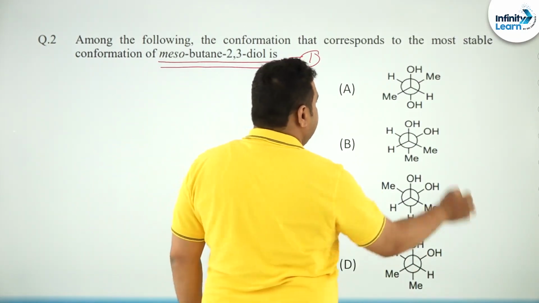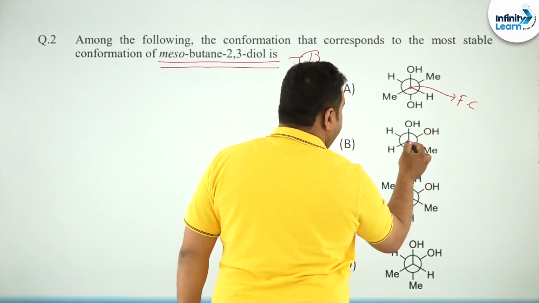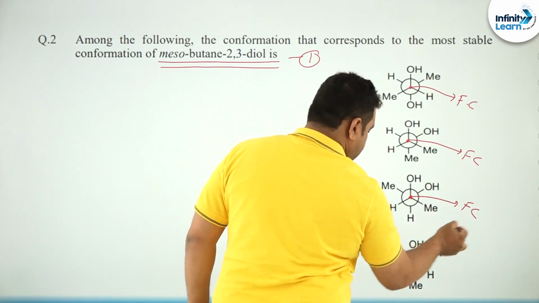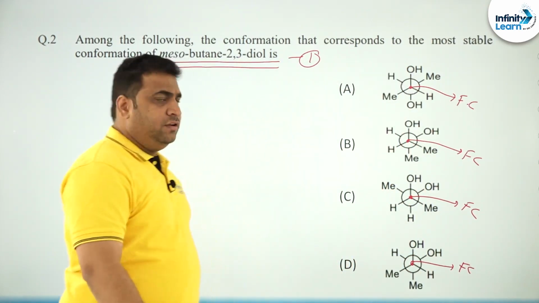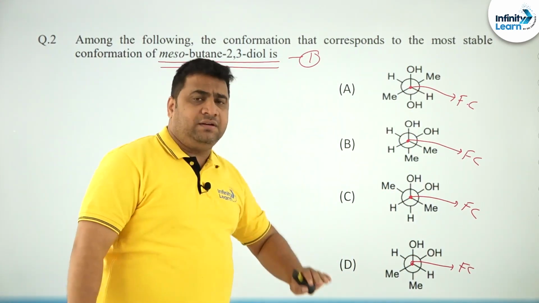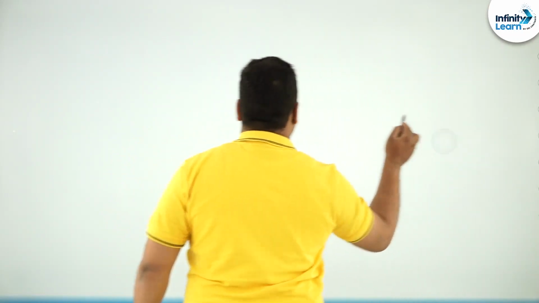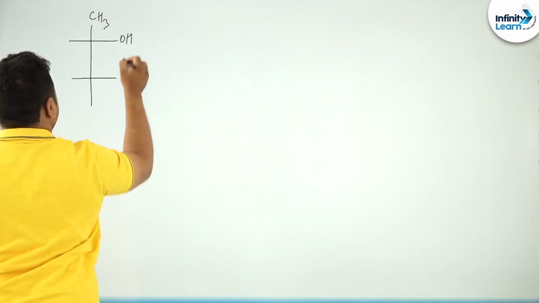Point number 2: in every case this carbon is called the front carbon, and you can see the front carbon is the same. Can you see? And the OH is pointing upwards. Enough. First my target will be to draw the chemical structure, so I will do some rough work. Let me draw meso-butane-2,3-diol. So, this is the meso isomer, right?